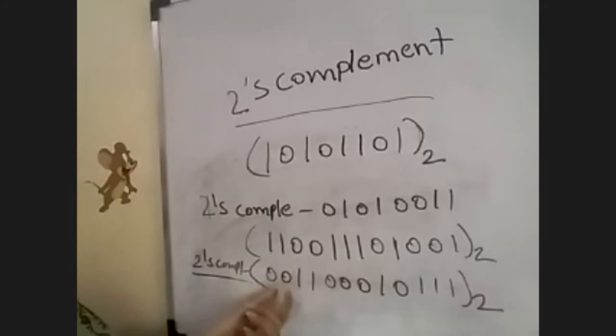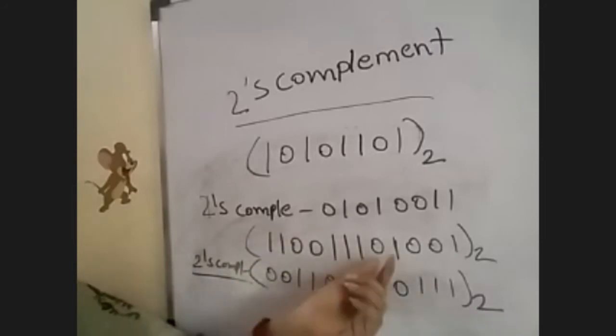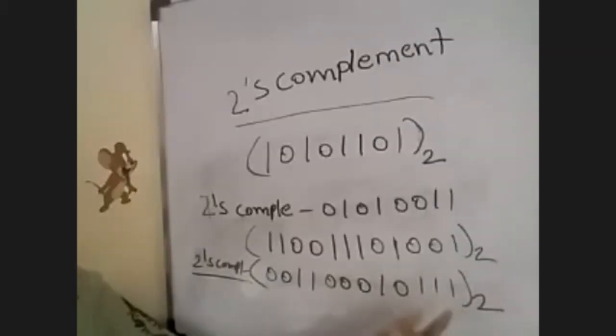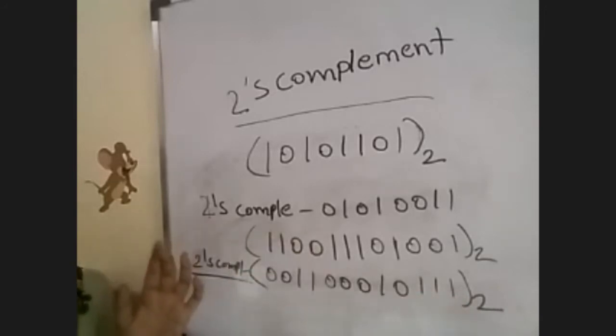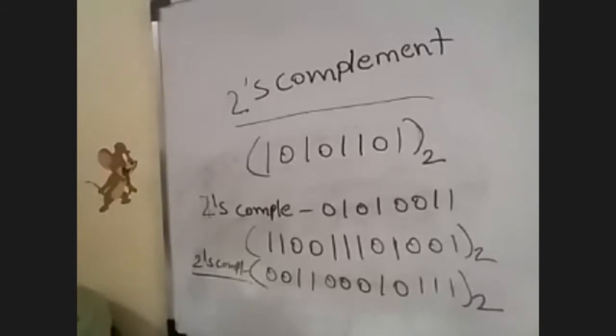So you add plus 1, which gives 111. Then it is the two's complement representation for this binary number. Now, is it okay how you convert one's complement and two's complement numbers? Yes, ma'am.